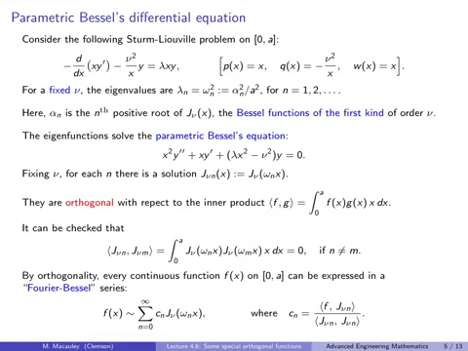By orthogonality, every continuous function f of x on the interval 0 to a can be expressed in a so-called Fourier-Bessel series. So f of x converges to the infinite sum from n equals 0 to infinity of Cn times J nu of omega n x. And we have an explicit formula for Cn. Cn is the inner product of f with J nu n divided by the norm squared of J nu n, so in other words, the inner product of J nu n with itself.